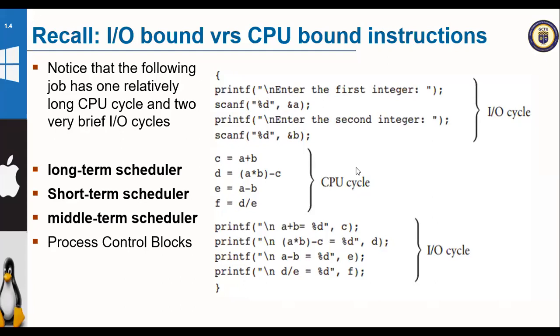Then when we talk about CPU cycle, this is where actual computation takes place. You look at this, adding A to B and assigning it to C, subtracting C from the product of A and B, subtracting B from A and assigning it to E, dividing D by E and assigning the results to F. These are what we refer to when we talk about CPU cycle. These are just a few of the CPU-bound instructions that we have always been talking about.